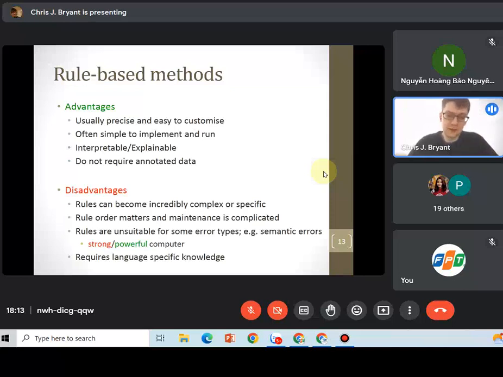And rule-based methods also don't require annotated data. They just require human knowledge. So as long as you've got someone who knows how grammar works, they can write some rules.